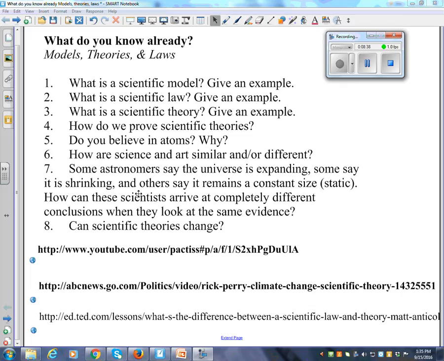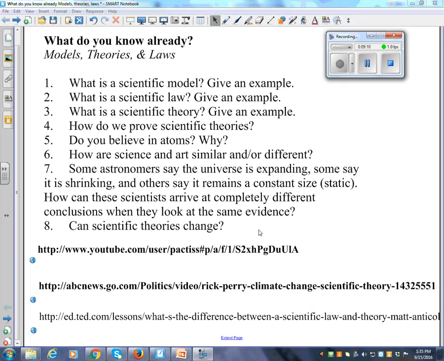Okay, this gets back to your comment here. Some astronomers say the universe is expanding, some say it's shrinking, and others say it remains a constant size or static. How can these scientists arrive at completely different conclusions when they look at the same evidence? Different theories. Are you saying that they have their own theories to begin with and they're looking for evidence to back their own theory up? Yeah, good. So even two people could have opposing theories, and then they go look for evidence to prove that.